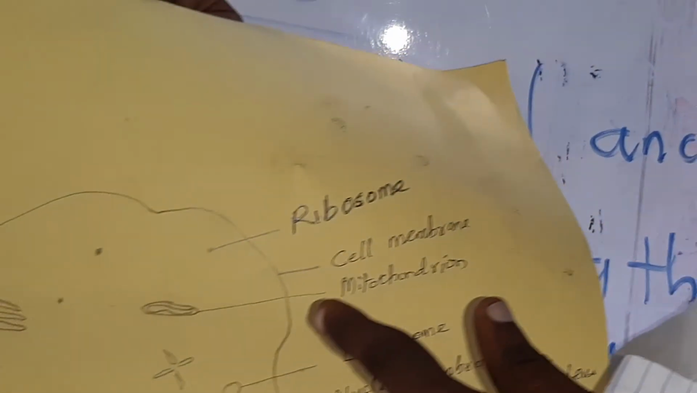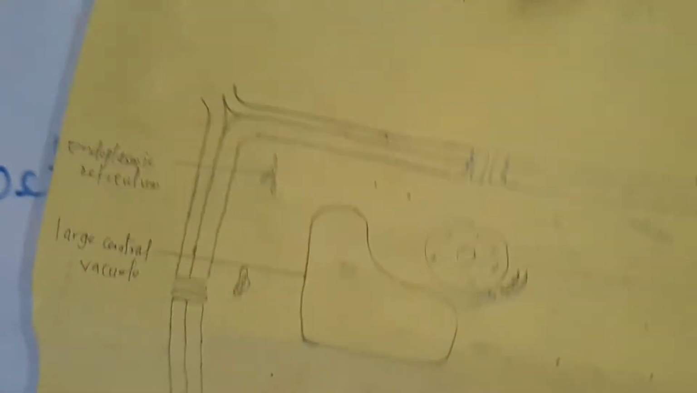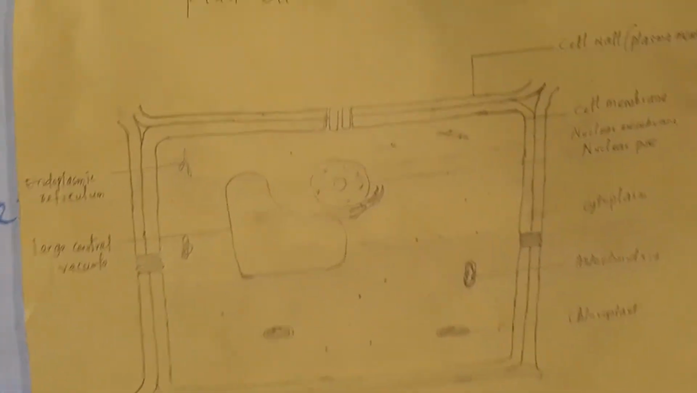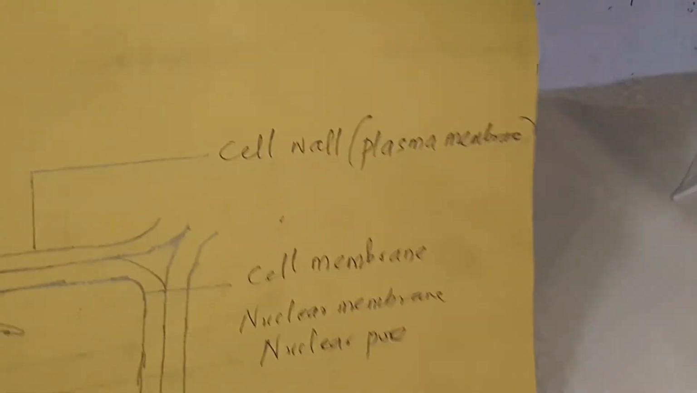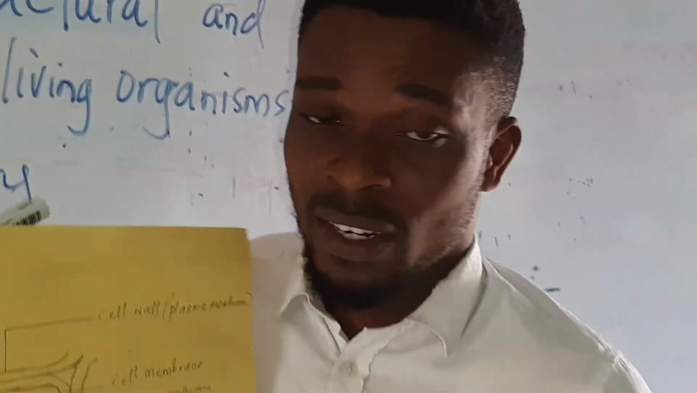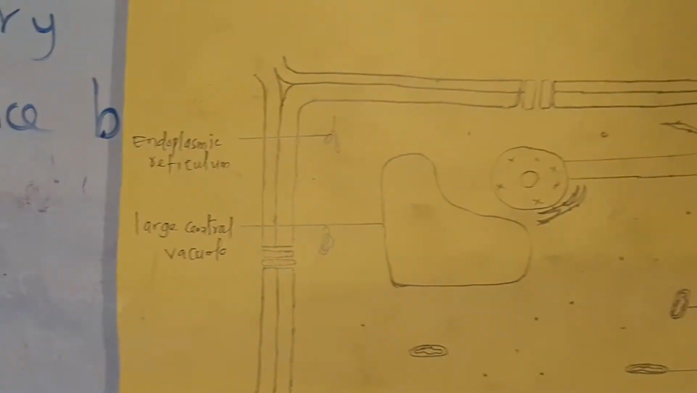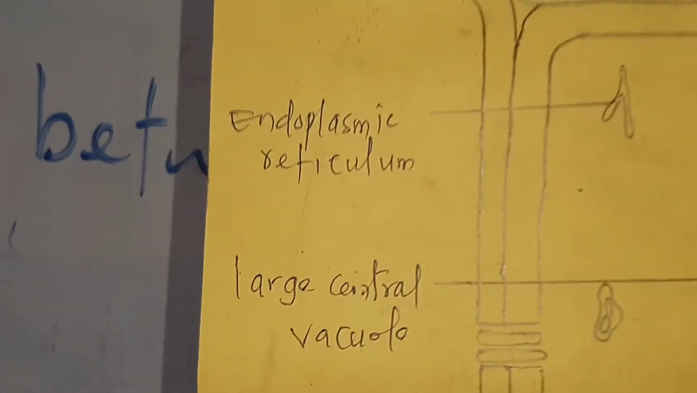That's where oxidative phosphorylation takes place. Now, this is the structure of the plant cell. Plant cells have definite shape. Remember I told you just now that animal cells don't have definite shape. This is the plant cell. They have definite shape. You can see we have it in the form of a rectangular shape.